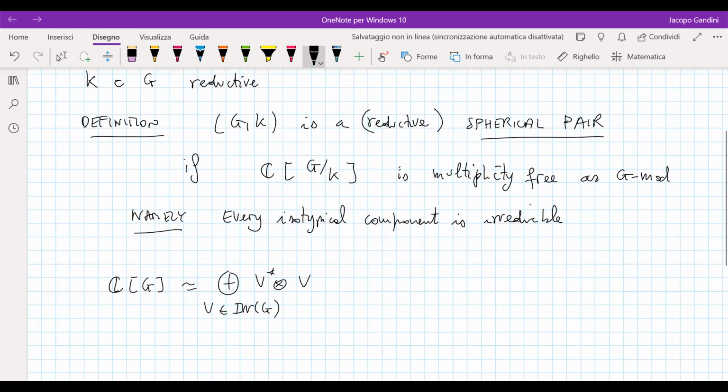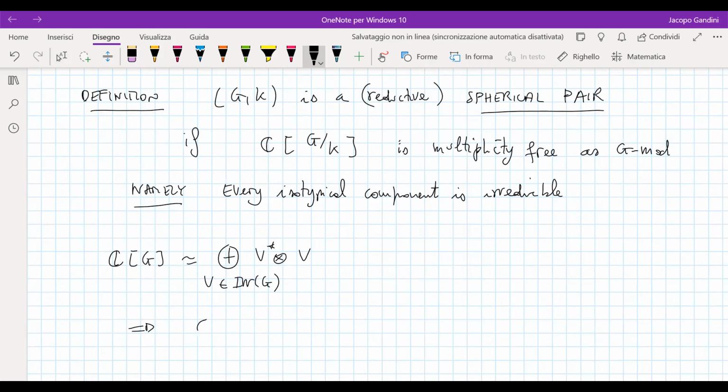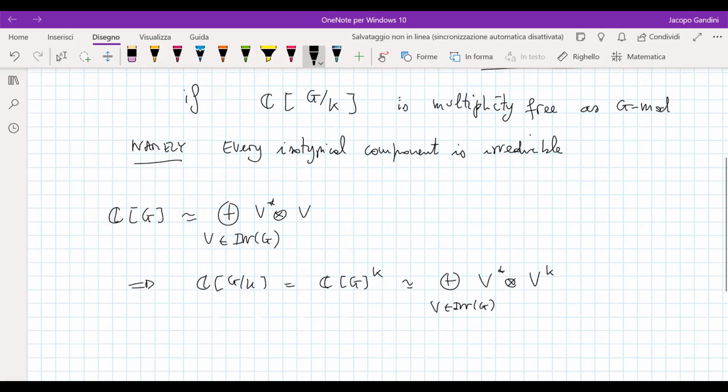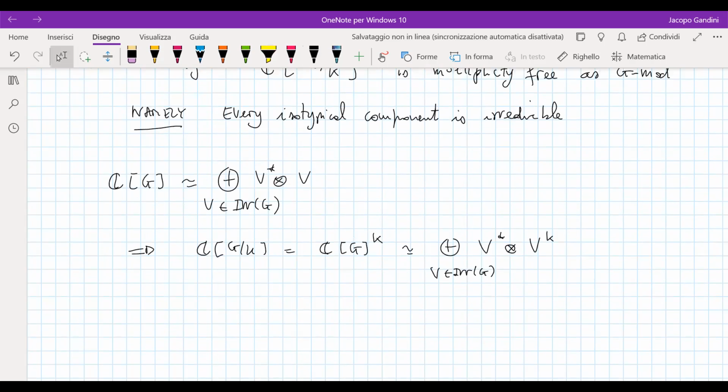But then if we look at the functions over G/K, these are just the K-invariant functions on G, with K acting on the right. Namely, these are V dual times the K-invariants in V. So in some sense, these invariant spaces V^K are multiplicity spaces. So being multiplicity-free just means that these V^K have dimension either 1 or 0.